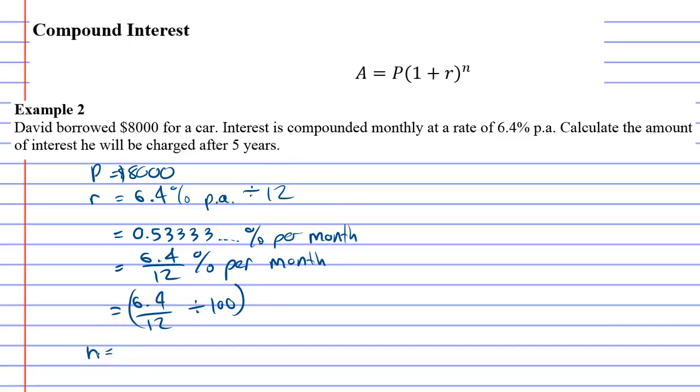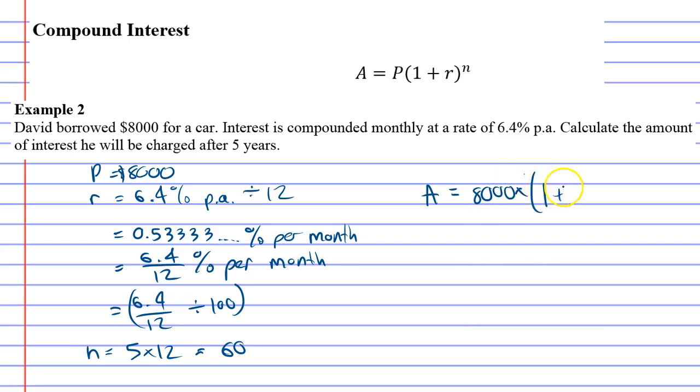And then N is the number of time periods. Now it says 5 years. You'll be charged it over a period of 5 years. But because it's in months, we've got to times it by 12. So N equals 60.